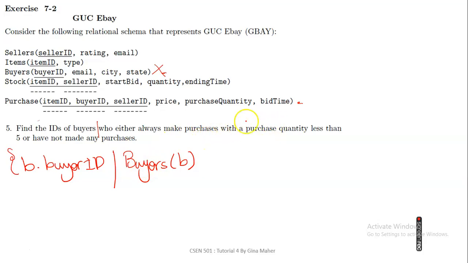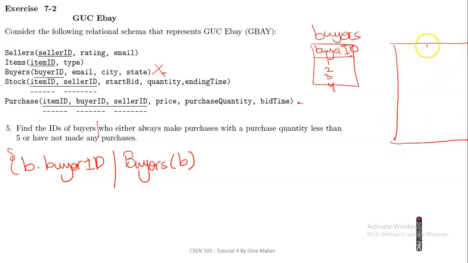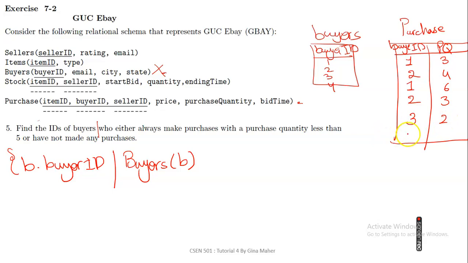Okay, now let's take an example to understand how we are going to solve this problem. Let's assume that we have table buyers, buyer ID 1, 2, 3, 4, and we have table purchase with buyer ID and purchase quantity. Buyer ID 1, 3, 2, 4, 1, 6, 2, 3, 3, 2. Okay, let's see which of these buyer IDs should be part of our output.